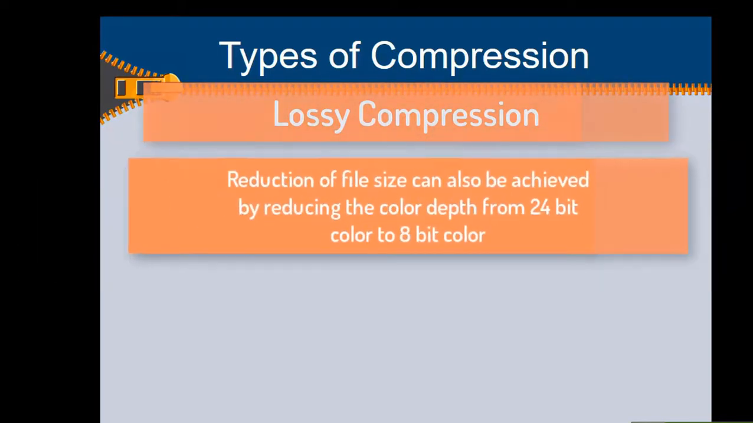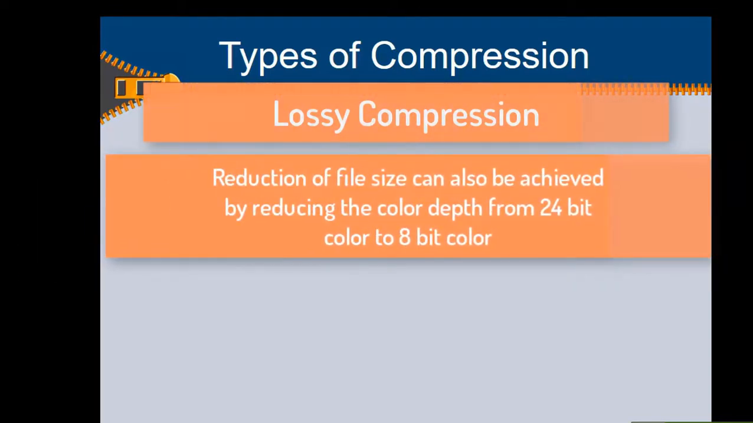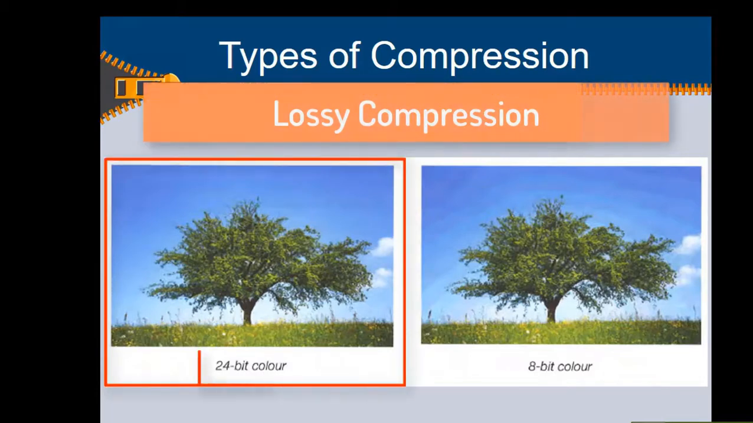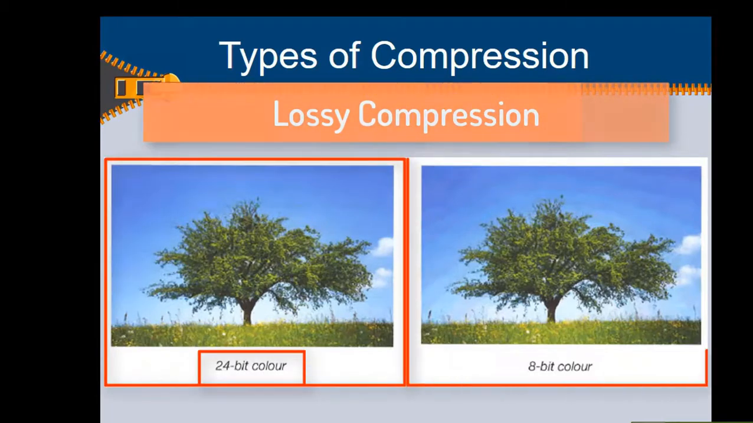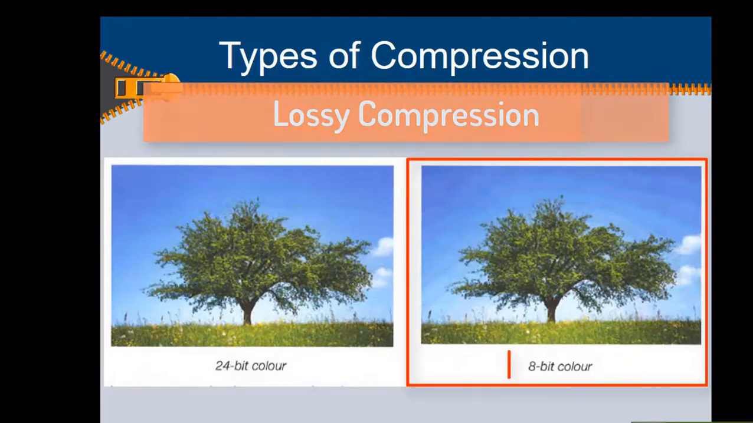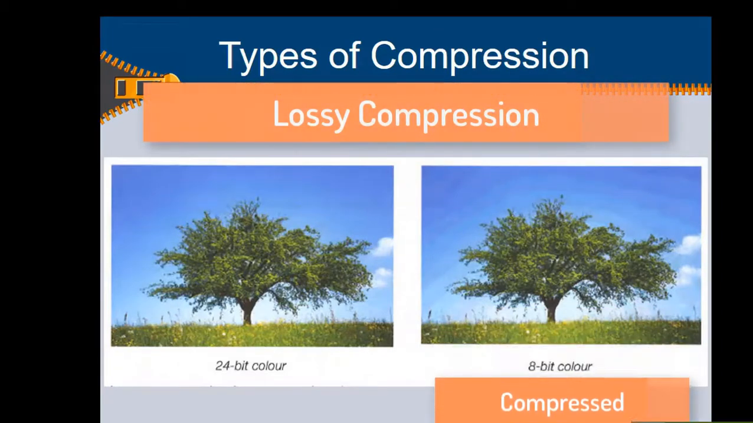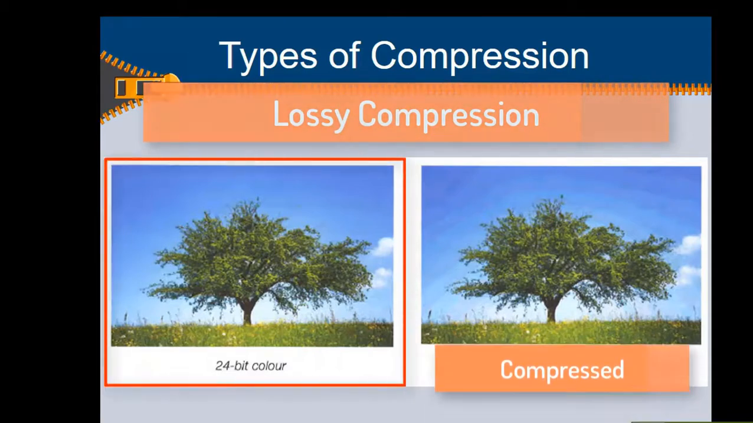So reduction of file size can also be achieved by reducing the color depth from 24-bit color to 8-bit color. Here we have two photos that are the same. The first one has 24-bit color depth, and the second one is the same but has 8-bit color. The second picture is compressed, so sending the second picture will be quicker than sending the first picture.